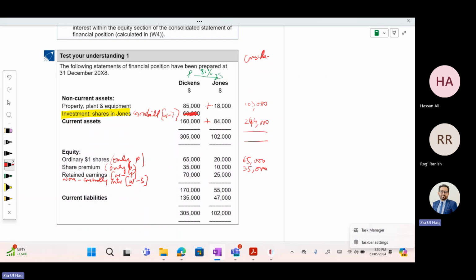Non-current liabilities and current liabilities we will add together. So current liabilities will be 135 plus 47, which makes 182. This means we need to calculate goodwill, the parent company retained earnings, and non-controlling interest. By having these three figures, we will be able to complete the statement of financial position. Can you understand this? I'm covering a very basic level question relating to financial accounting, but we forgot that. Maybe we studied financial accounting two years back.